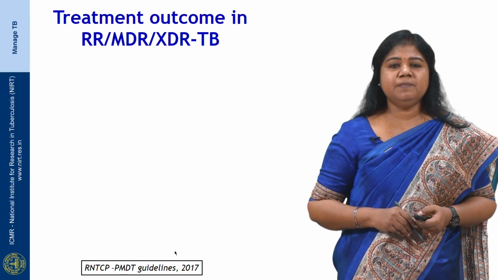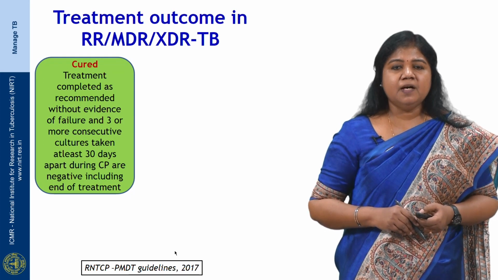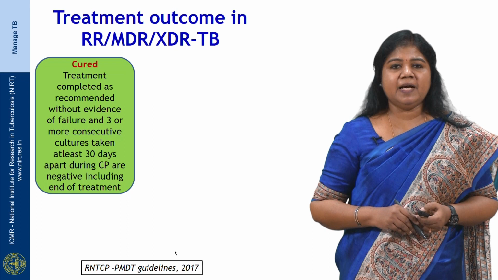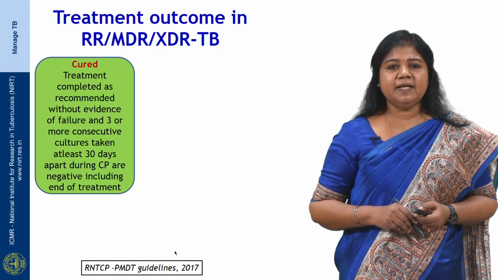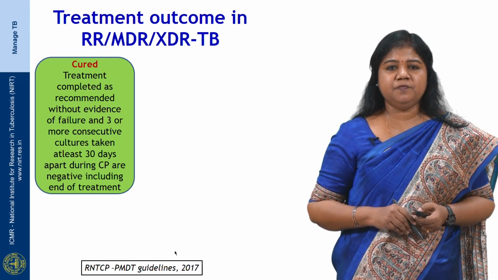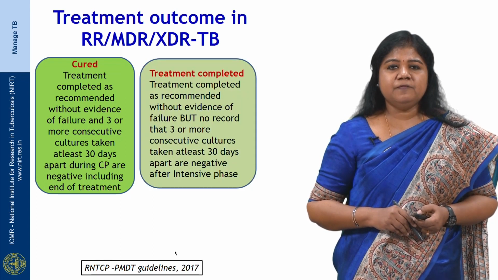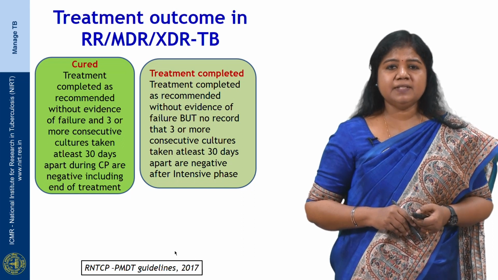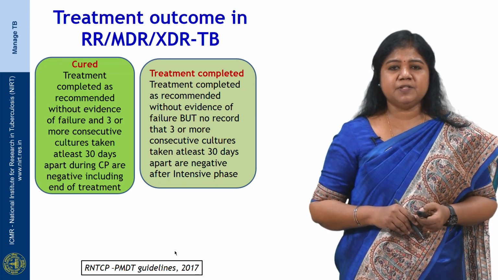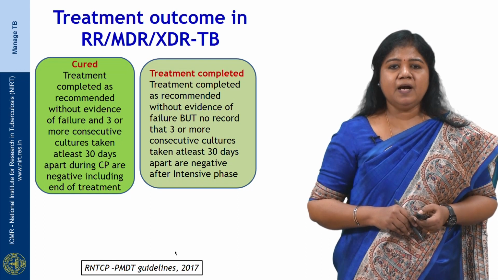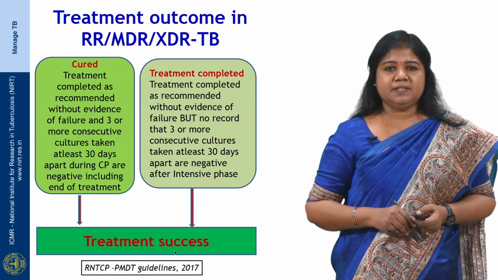Now let us look at the treatment outcome in rifampicin resistance, MDR and XDR TB. What is cured? A patient is declared cured if he completes treatment as recommended without evidence of failure and 3 or more consecutive cultures taken at least 30 days apart during continuation phase are negative, including the one at the end of treatment. Treatment completed refers to completion of treatment as recommended without evidence of failure, but no record that 3 or more consecutive cultures taken 30 days apart are negative after the intensive phase. So, both cured and treatment completed constitute treatment success.